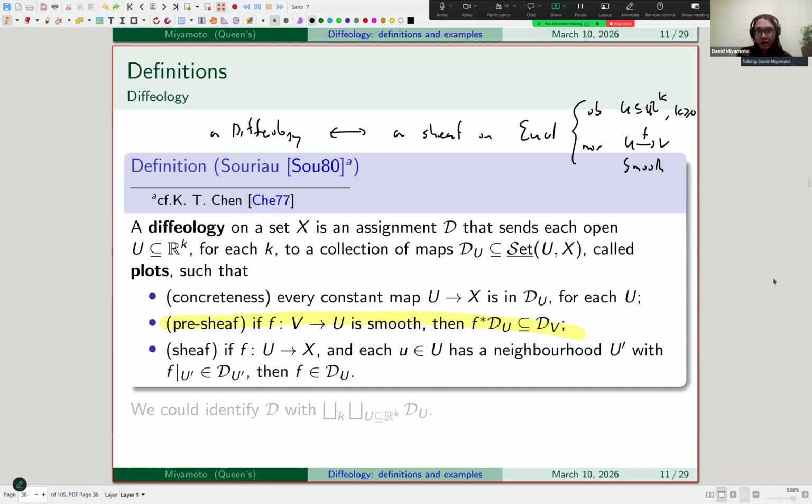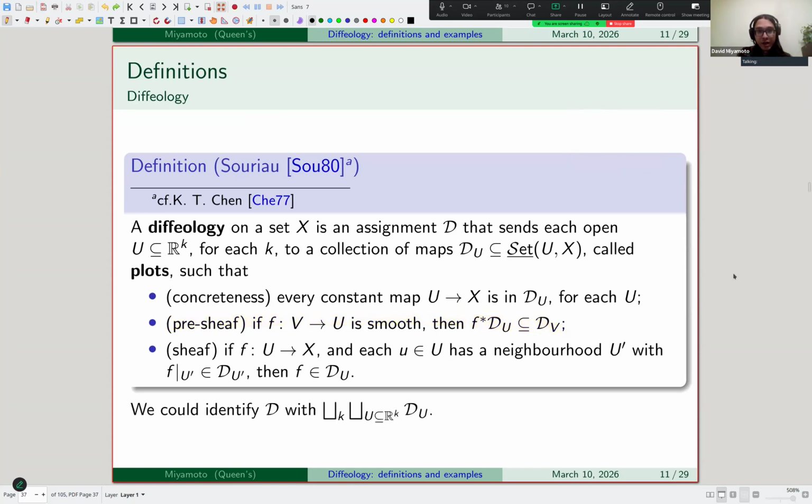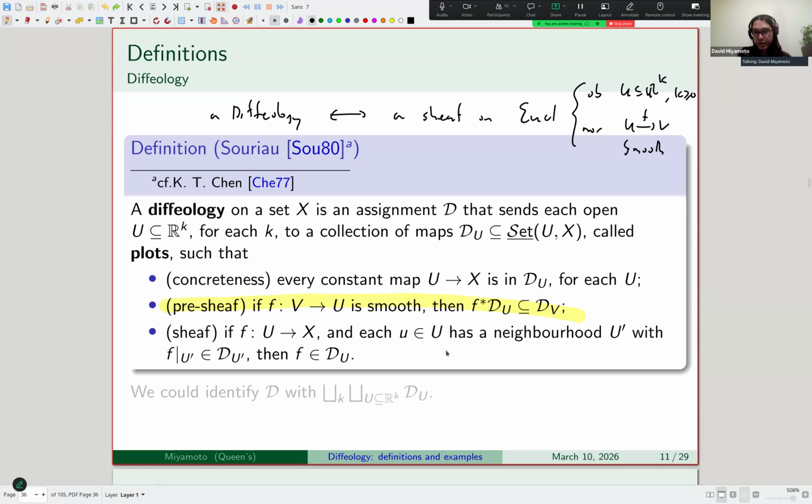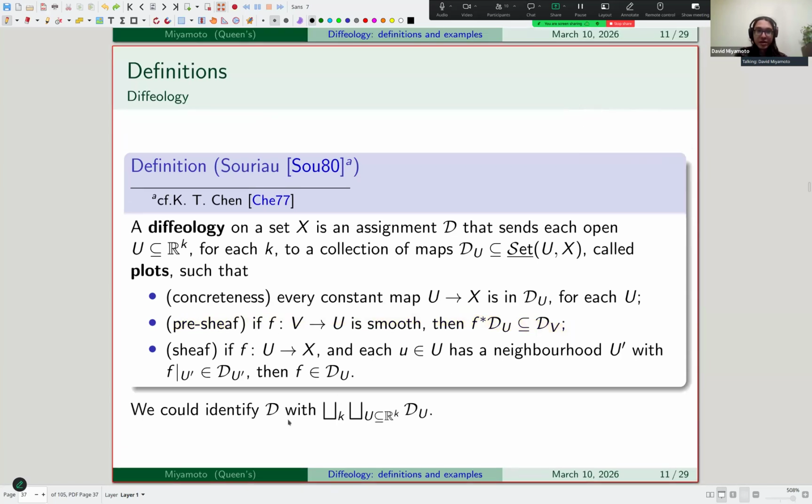So here's the data for diffeology. For each open subset of each R^K, I give you the collection of plots, the smooth maps. And it's really important that we go over all K. For a manifold, I can fix K and give you the charts. For diffeology, I need to go over all K. So there's a way to view it as a sheaf. We could also just view it as a set of plots by taking the union of all the plots and say that's a diffeology.